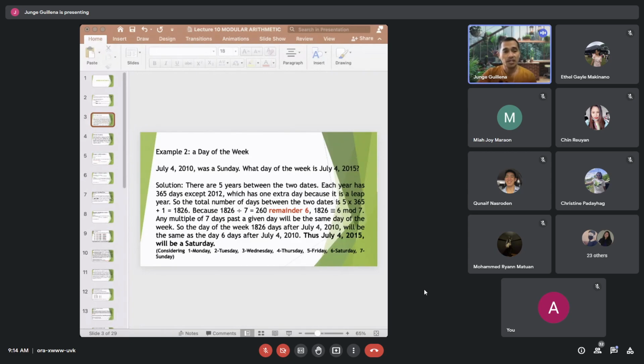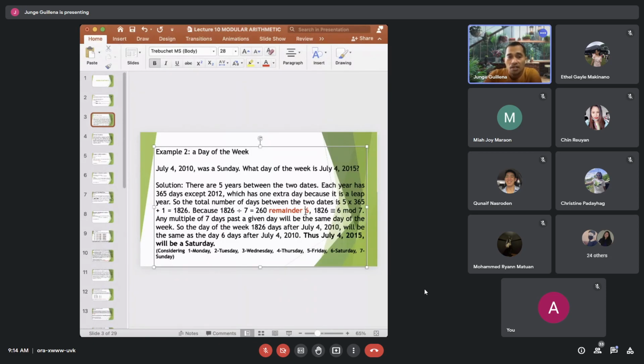Okay, so in this case, any multiple of 7 days past a given day will be the same day of the week. So the day of the week, 1,826 days after July 4, 2010, will be the same as the day 6 after July 4, 2010. Why? Because the main concern in modular arithmetic is the remainder. At the end of our class today or this morning, just take note that the answer is the remainder. Take note, ha? The answer is the remainder.